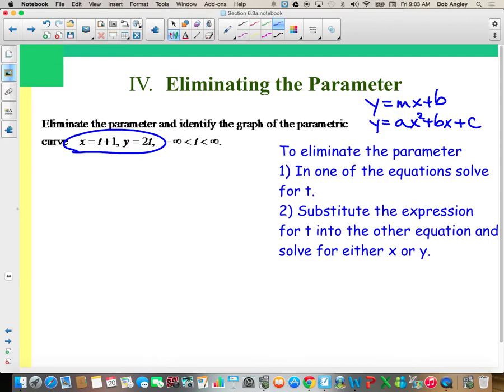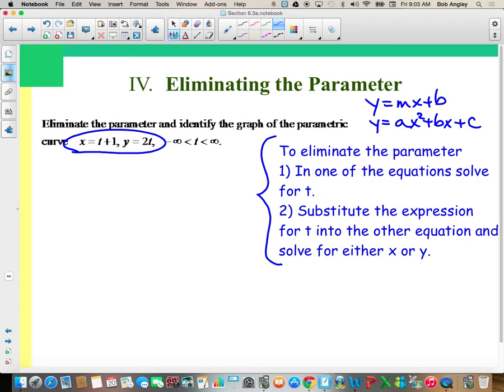Now, if we're going to take one of these in parametric form and convert it to function form, that is normally called eliminating the parameter. The parameter is the little letter t. So if you eliminate the t here, you'd get x's and y's. There are two rules for eliminating the parameter.